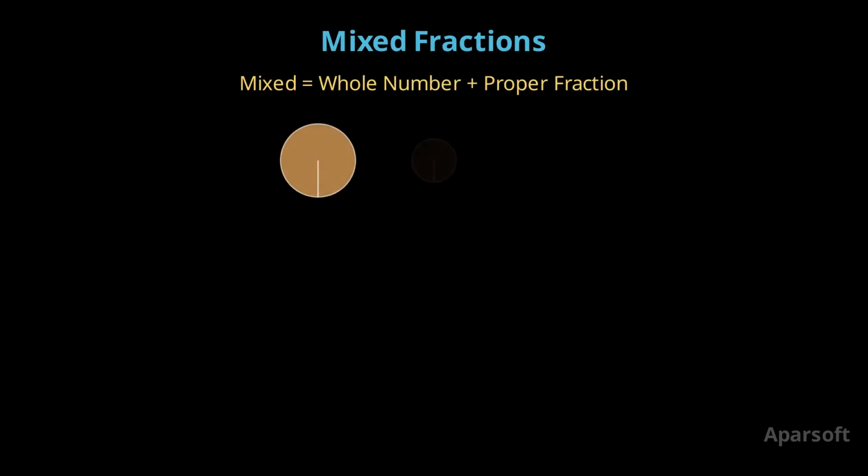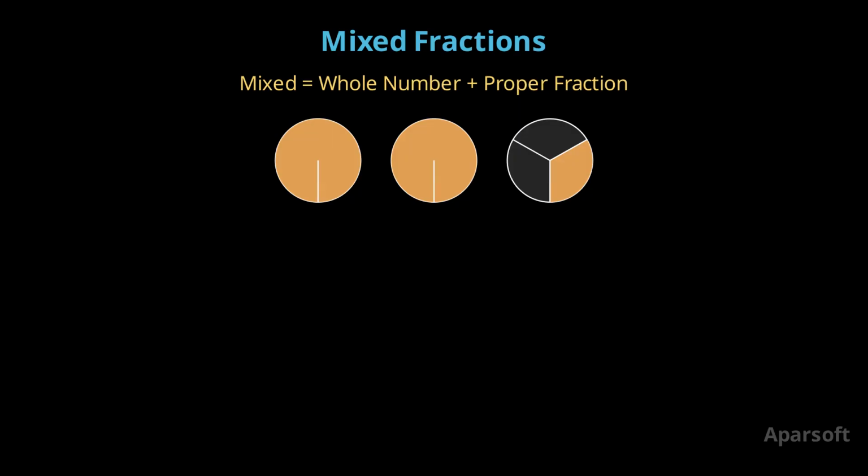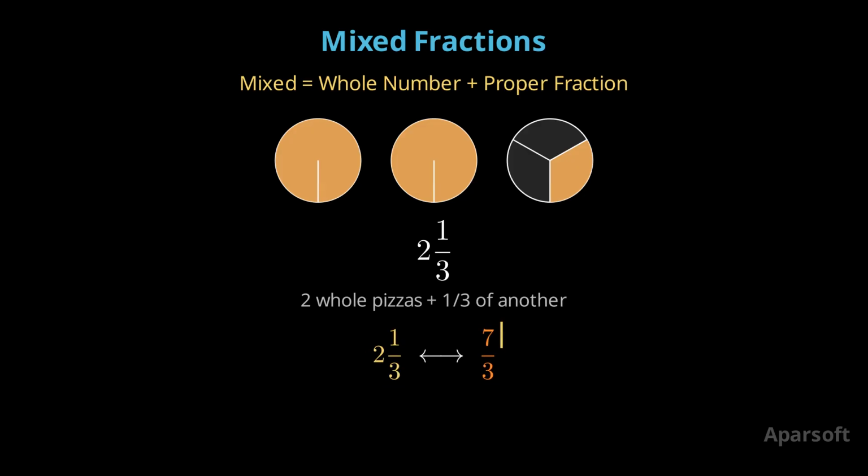A mixed fraction is the best of both worlds. It combines a whole number with a proper fraction. Look here, 2 and 1/3 means 2 whole pizzas, plus 1 extra third of another pizza. This is how we talk in real life. We say, I drank 2.5 glasses of juice, not 5 halves of a glass. But here is the secret. Every mixed fraction is just an improper fraction written in a different form.